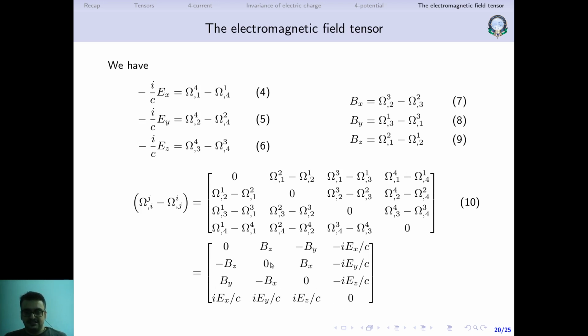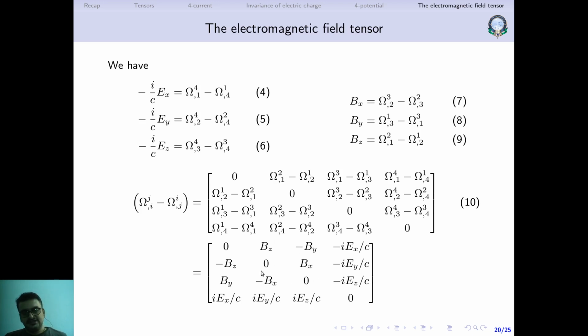And you can see here this is a skew symmetric matrix, because if this is Bz, here this is minus Bz. If this is minus By, this is By. They're negatives of each other. This is Bx, this is minus Bx. Okay, this is minus iEx by c, this is plus iEx by c. This is minus iEy by c, this is plus iEy by c. And finally this is minus iEz by c, this is iEz by c. This is a skew symmetric matrix.